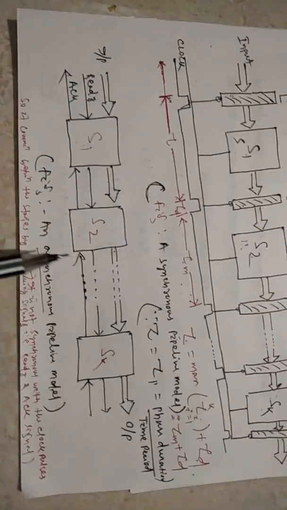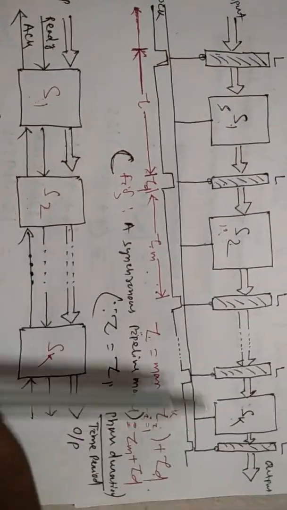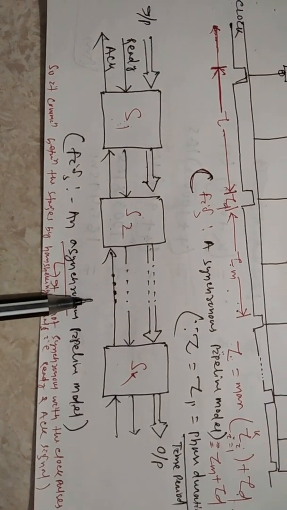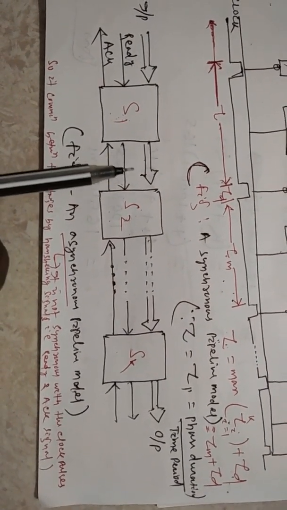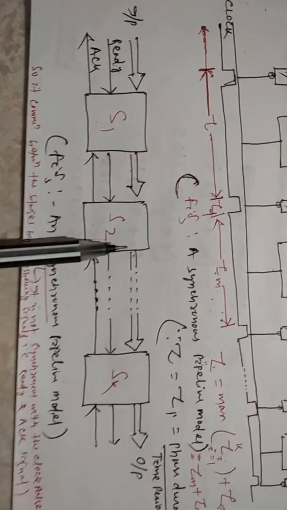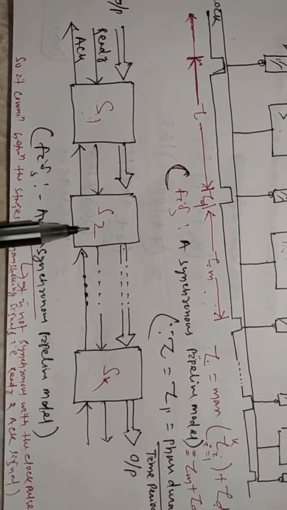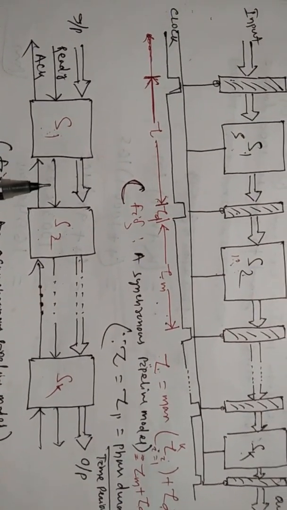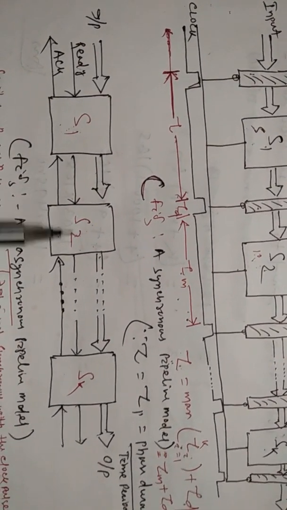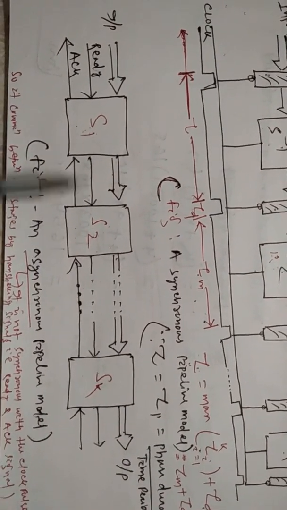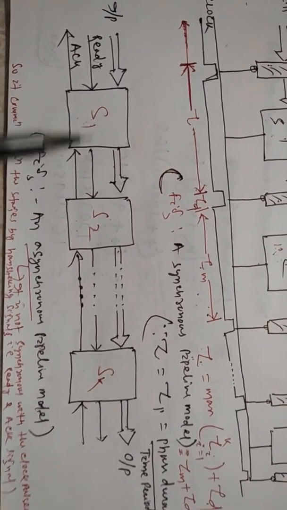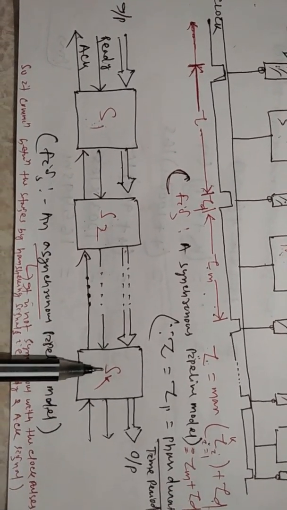Then next, come to the asynchronous pipeline model. What happens in the asynchronous pipeline model? It is not related to the clock pulses, but there is a handshaking signal through which both phases communicate with each other. There is no latch interface, register interface, or buffer between the different phases. They communicate directly with each other. Look, here the S1 phase is here and the S2 phase is here, and this is my kth phase.